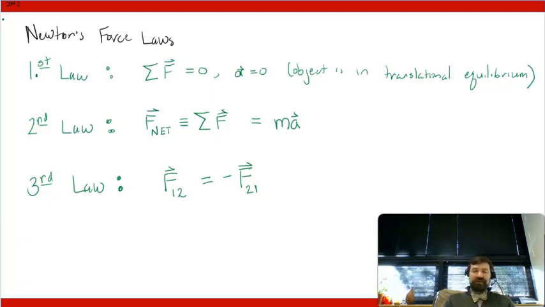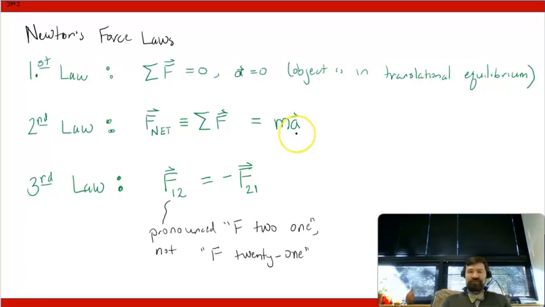These subscripts, by the way, should be read F one two and F two one, not F twelve and F twenty-one. They're F12 and F21. This is basically, you could think of this as the dynamics equation or the dynamics law. This right here is the statics law. And the last one is the action-reaction law.